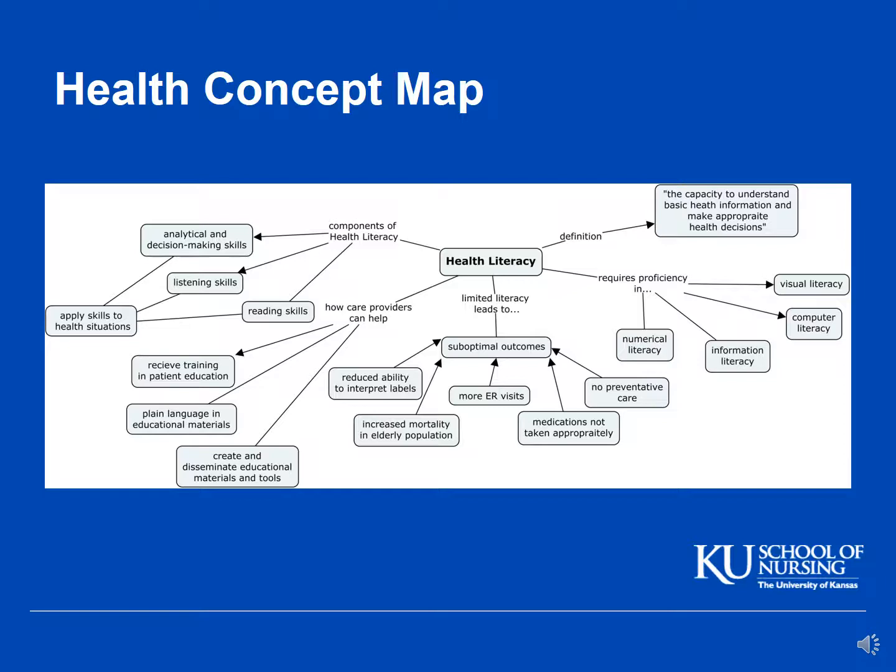Health literacy is the fourth concept map, and this map is divided into the components of health literacy. Its definition is here. How one is proficient in health literacy, and what limited literacy leads to. The definition of health literacy is the capacity to understand basic health information and make appropriate health decisions. So to do that, you have to have proficiency in other literacies like computer and information and technology. We really feel like health literacy is the overarching literacy of all the other ones. They all lead up to health literacy, and you have to be able to understand all of the other three.